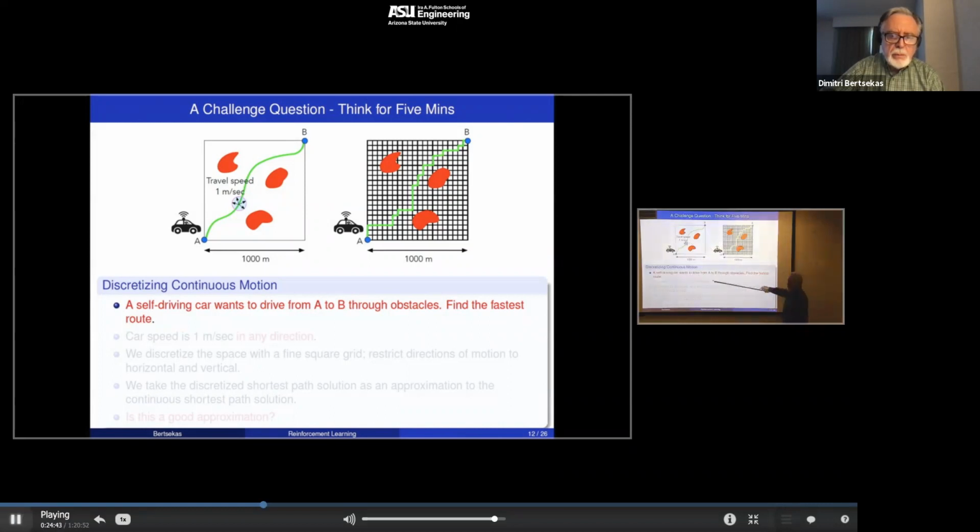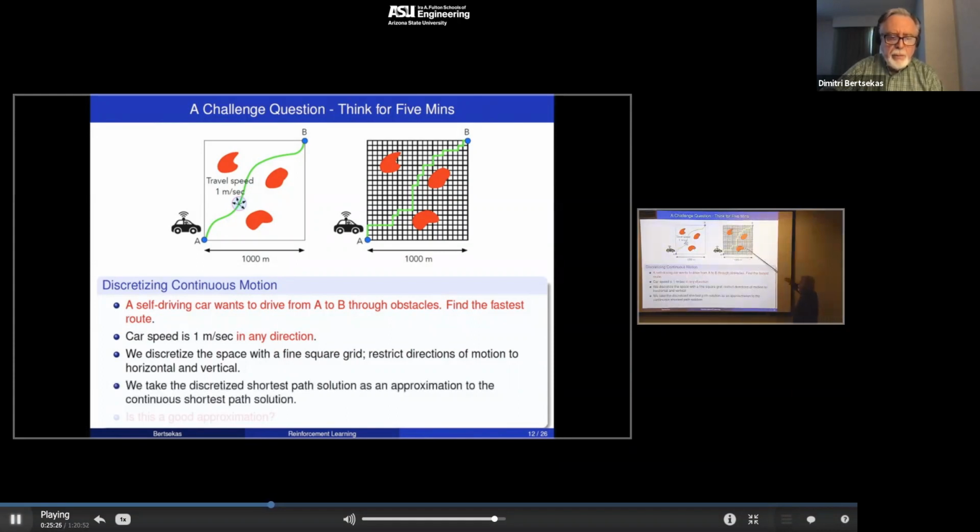Okay, so this is a shortest path problem, but with a continuous state space. So I approximate this by introducing a fine grid. Makes sense to do that. We discretize the space with a fine square grid, and in order to stay on the grid, we restrict directions of motion to be horizontal and vertical. So in this approximation, it has to move on the grid at this speed, going one step horizontally or one step vertically. So we restrict also the direction of motion, not only the endpoints at each step.